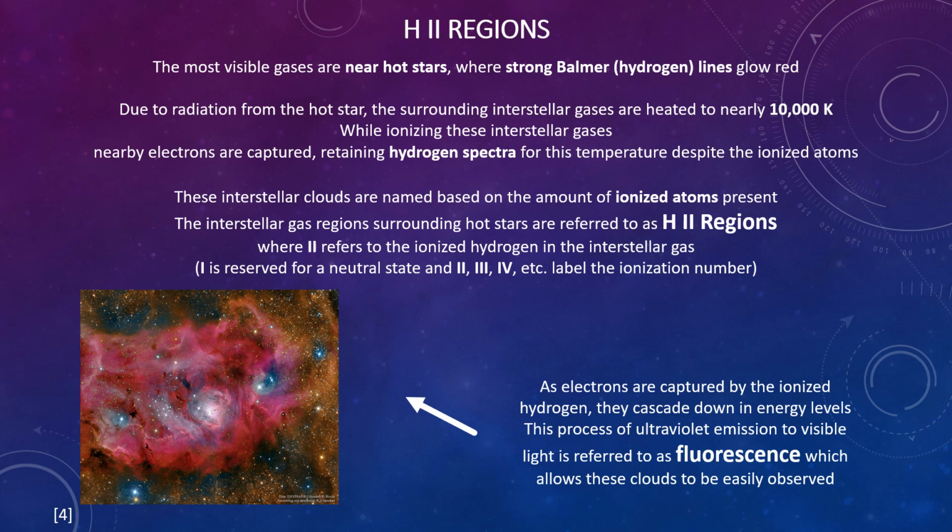As electrons are captured by the ionized hydrogen, they cascade down in energy levels, and this is a process of ultraviolet emission to visible light, which is referred to as fluorescence. And this allows the clouds to be easily observed.